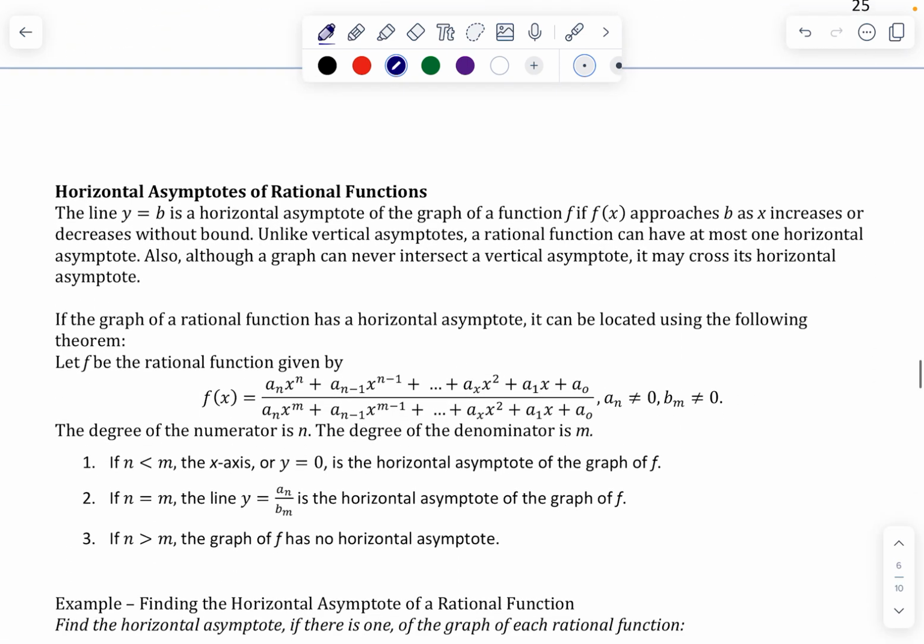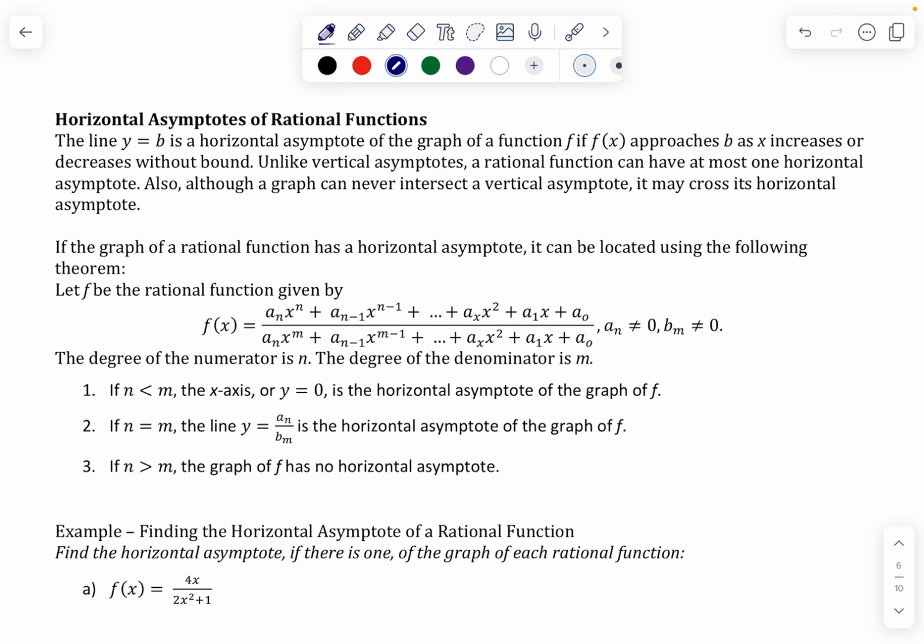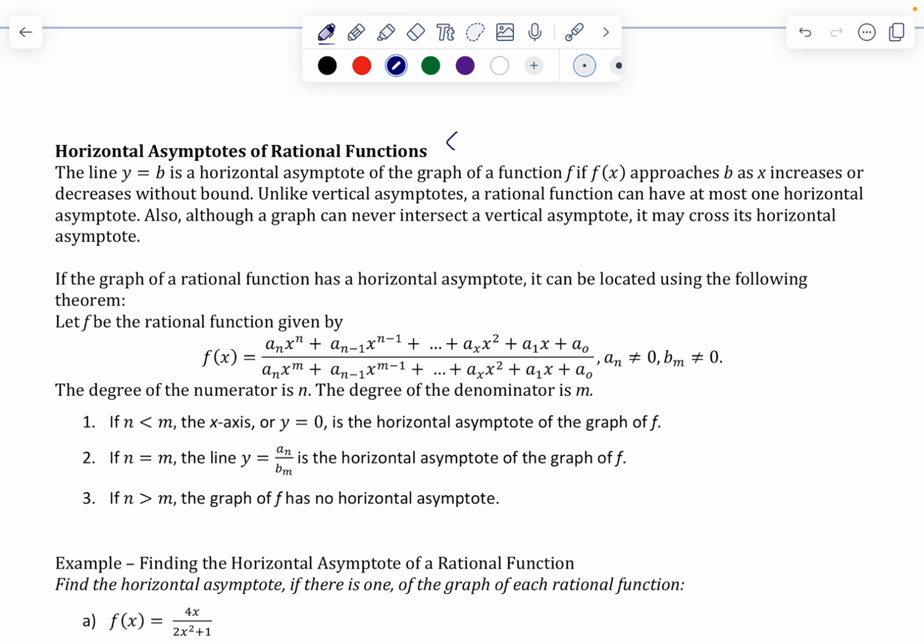All right. The next part of a rational function is our horizontal asymptotes, which are going to be dashed lines that are horizontal. Okay. We use the line y equals b as a horizontal asymptote of the graph of the function f if f of x approaches b as x increases or decreases without bound. Unlike vertical asymptotes, a rational function can have at most one horizontal asymptote. Also, although a graph can never intersect a vertical asymptote, it may cross its horizontal asymptote. This happens very rarely, but it is possible.